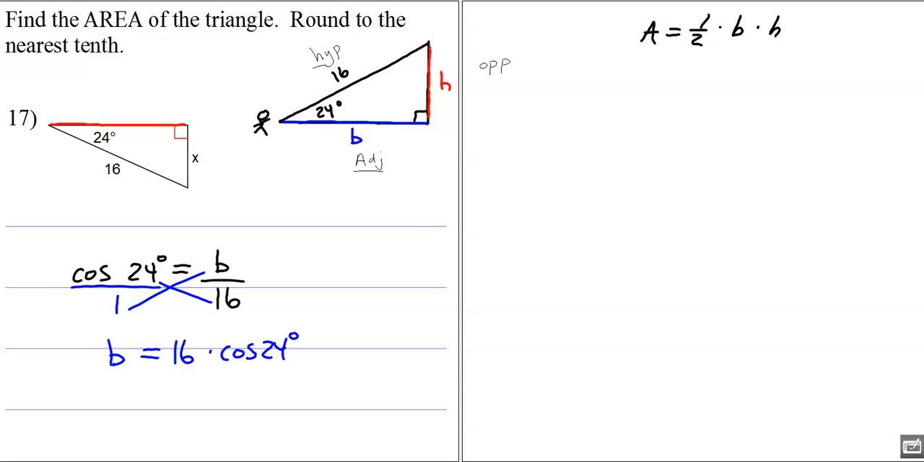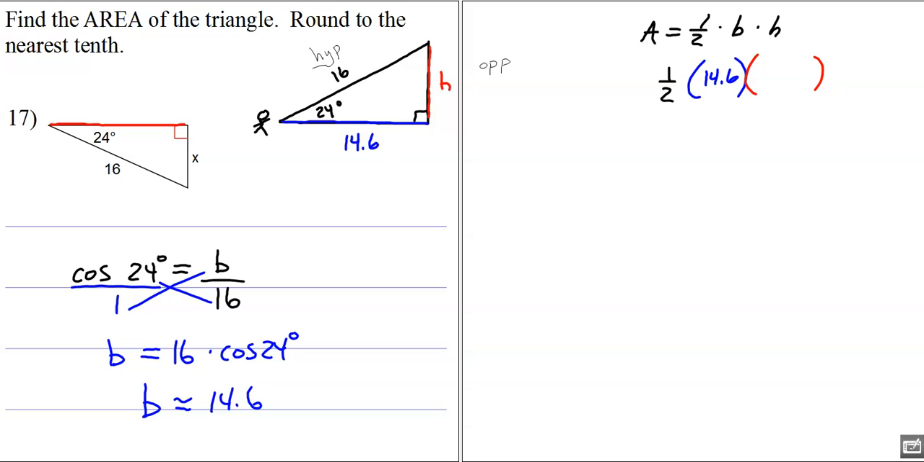And let's just see what that is. 16 cos 24 is about 14.6. So man, that's pretty sweet. I now know what my base is. It is 14.6. So I can go up here in my formula and I have 1/2 times 14.6. And now we got to get after the height. We got to work on that.